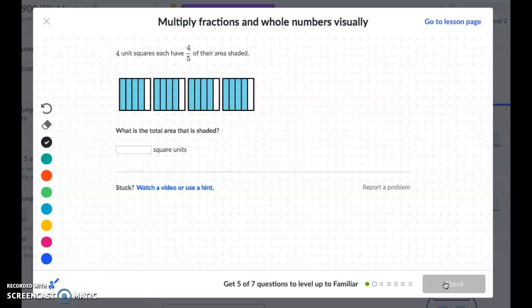4 unit squares each have 4/5 of their area shaded. What is the total area shaded? So first we're going to look at how many boxes we have shaded in. So 4, 8, 12, 16. So we have 16 fifths shaded in, because 16 pieces are shaded and they're each cut into fifths. Then I can simplify this because it's an improper fraction. To simplify, 5 fits into 16 3 times, and that would give us 15. So then we have 1 left over, so 3 and 1/5.